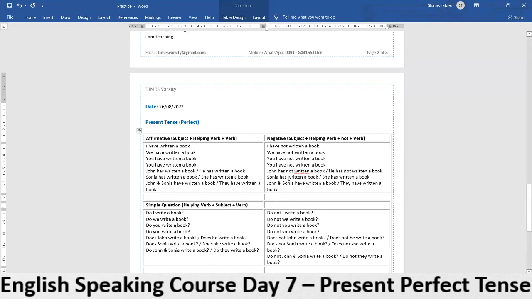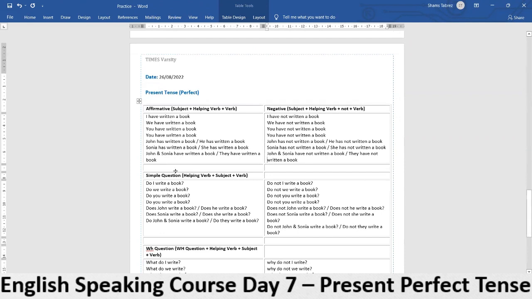Then Sonia has not written a book. Instead of a noun, we can use a pronoun: she has not written a book. John and Sonia have not written a book. And instead of naming Sonia and John, we can use a pronoun: they have not written a book. This is how we can make a negative sentence in present perfect tense. All right, in present perfect tense.